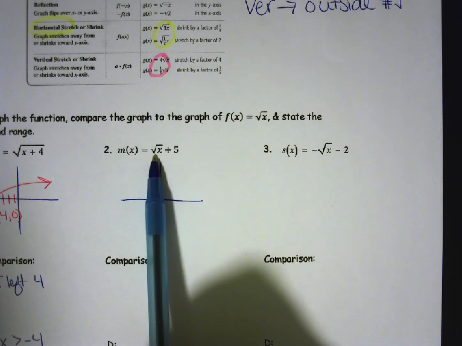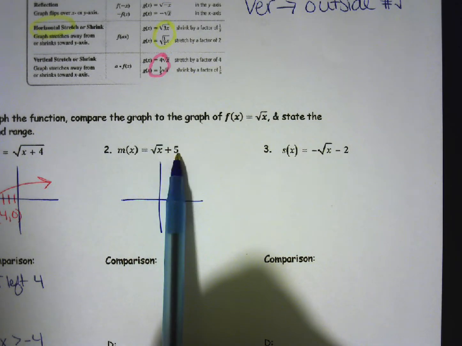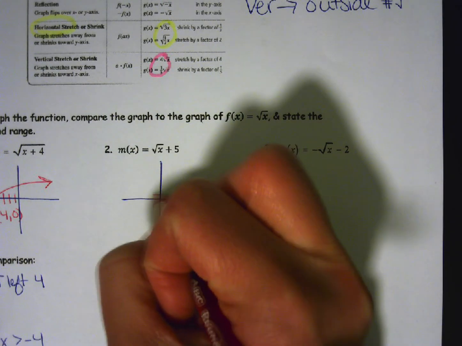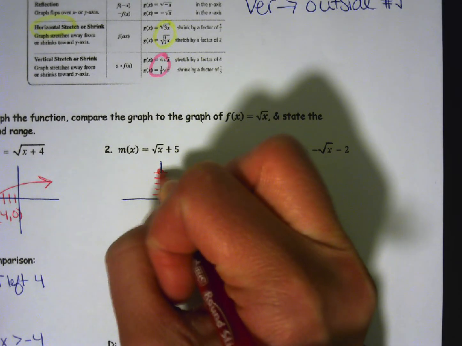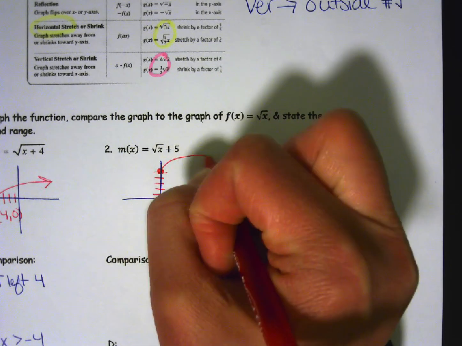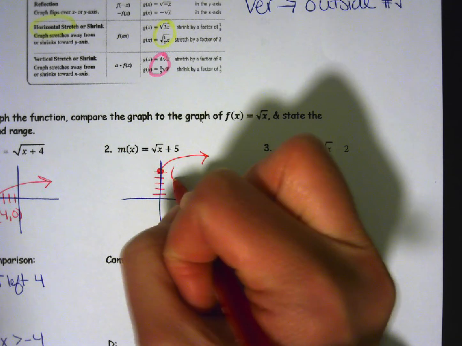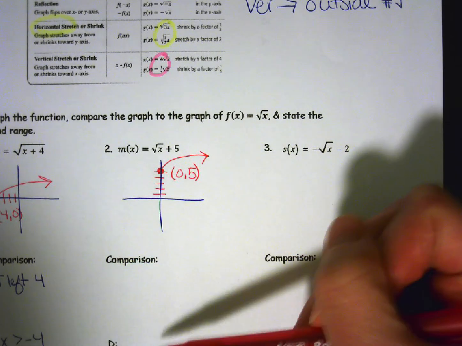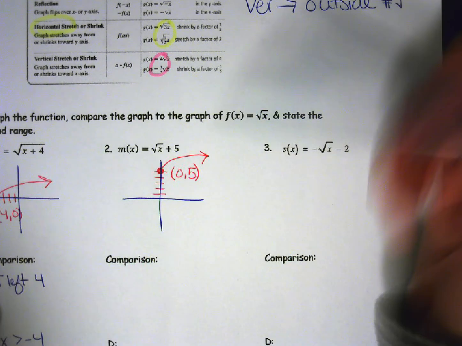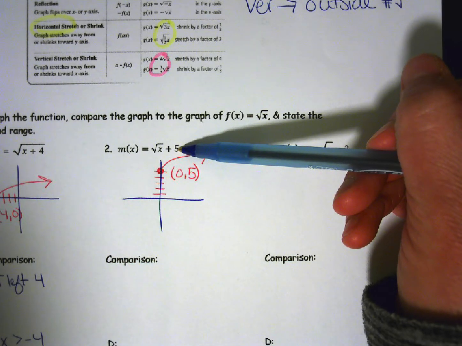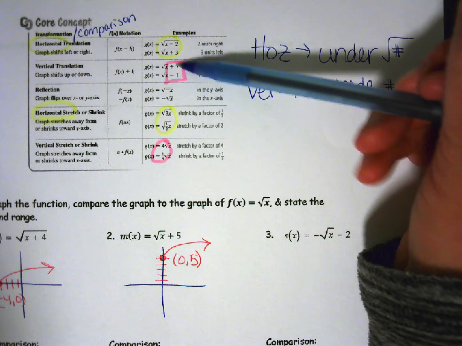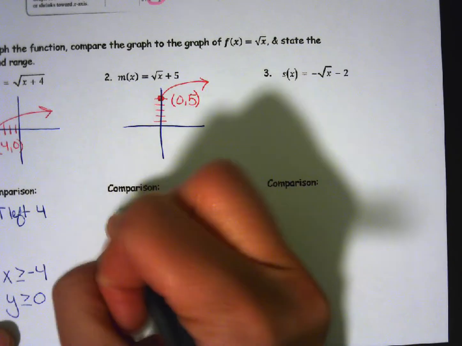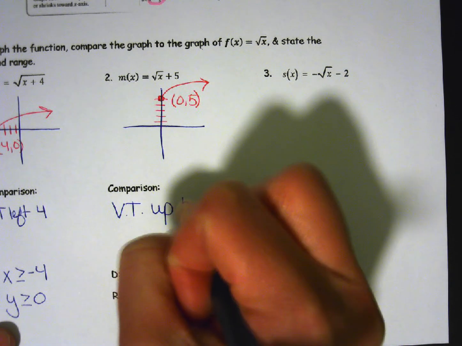Notice that the only thing they're doing is it's the plus 5, and notice it's outside of the radical. So what I'm going to do is I'm going to move up, 1, 2, 3, 4, 5. So there's my point, and then I'm just going to kind of do the same curve, okay? So this is really 0, 5. Sometimes it helps to write that down for when you go to do your domain and range, okay? Now notice this is outside. So if we go back up here to our chart, notice when it's outside, then that's a vertical translation. So we're going to say vertical translation up 5.